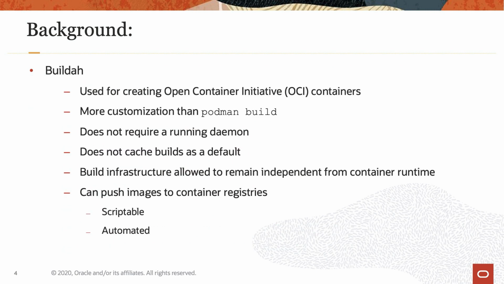Besides using existing images, users can create new ones using Buildah. Buildah is a utility for creating Open Container Initiative (OCI) compatible container images and provides a broader range of customization options than the more generic podman build command. When creating the container images using Buildah, users do not need a running daemon for the utility to function, and it does not cache builds by default. This design allows users to run the build infrastructure fully independent from the container runtime. In line with a complete build infrastructure, Buildah can push container images to container registries, making it well suited to use with deployment scripts and automated build pipelines.